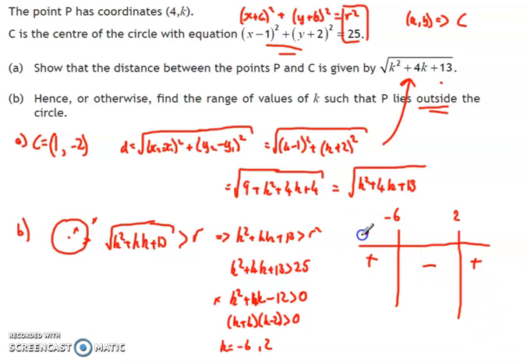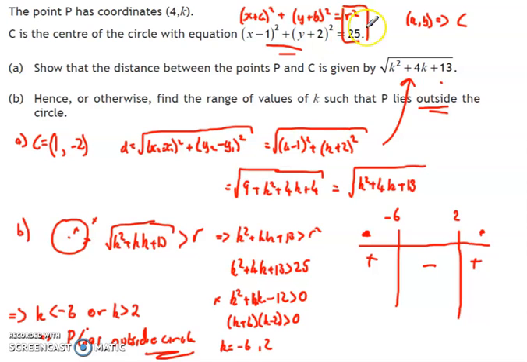So what that then means is if I take any value here and here, I'll always get a value which is greater than 0 for this. However, if I pick a value here, I'll get negative, so the inequality does not hold. So what I'm able to say then, by interpreting this, is that if the value of k is less than negative 6, or if k is greater than 2, that implies that the point P lies outside the circle. So there we go. That's us got our solution and our interpretation of that solution.